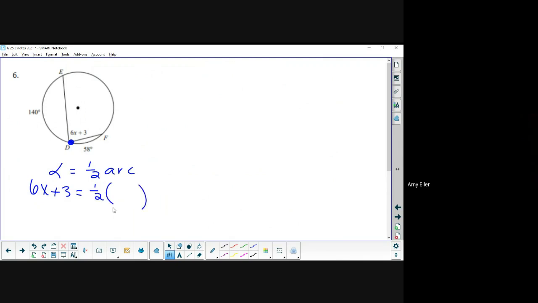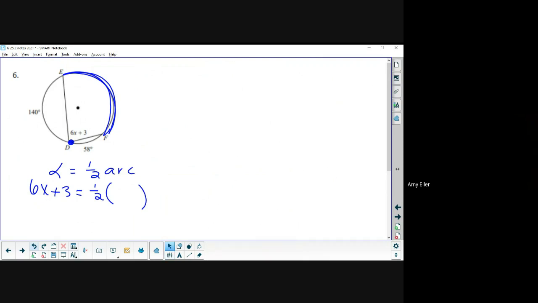The arc. I can't just pick 58 or 140. I have to pick the arc that makes the angle. That is the arc that I have to pick, and I don't know that number. If I don't know, can I just put X? Definitely not. X has already been chosen in this picture. I cannot pick X. I could pick Y, but then I'm dealing with 2 different variables, and that's not going to be good. So there must be some other way to do this.